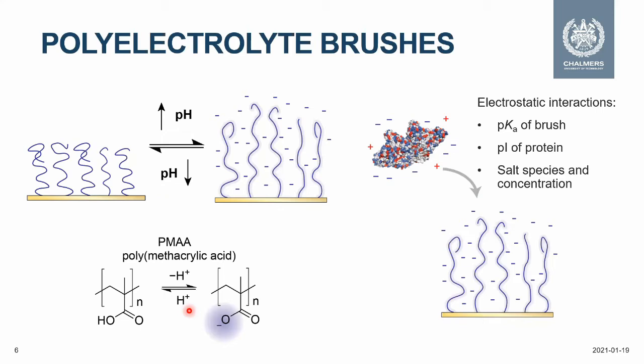pH-responsive brushes are highly suitable for making interfaces that switch. By setting the pH, you can tune attractive and repulsive interactions between other charged objects like proteins. This is a highly popular and perhaps the most used application of polyelectrolyte brushes. However, it's also a phenomenon which is poorly understood because there are many parameters that affect electrostatic interactions, and experimental outcomes can be difficult to interpret and to model.